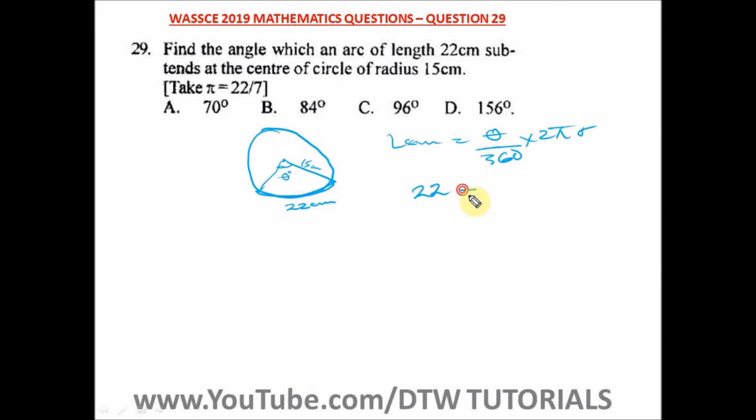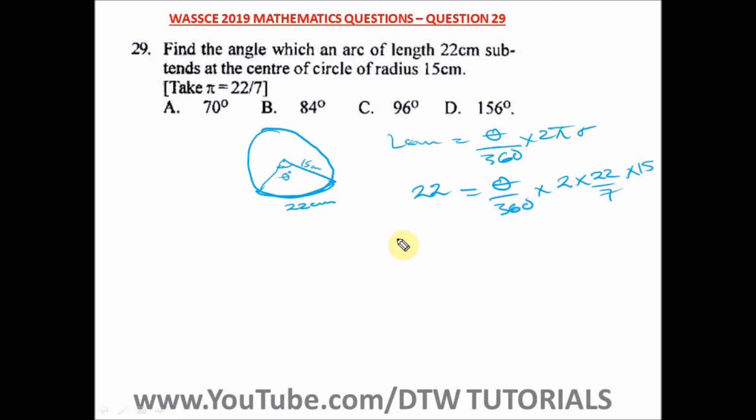So we have 22 is equal to theta over 360 times 2 times pi, which we're taking as 22 over 7, times the radius, which is 15. Okay, so from here, what do we do?